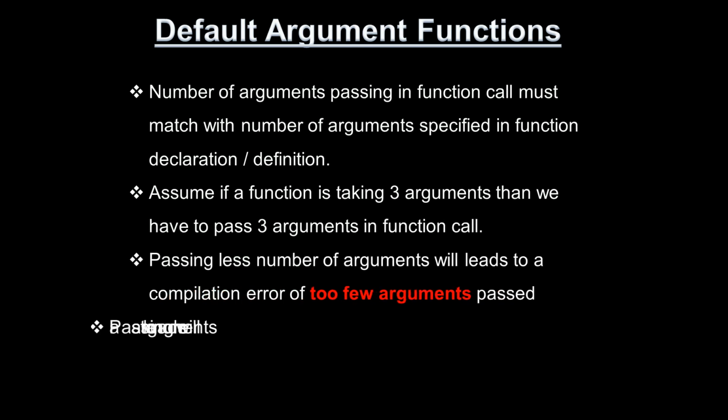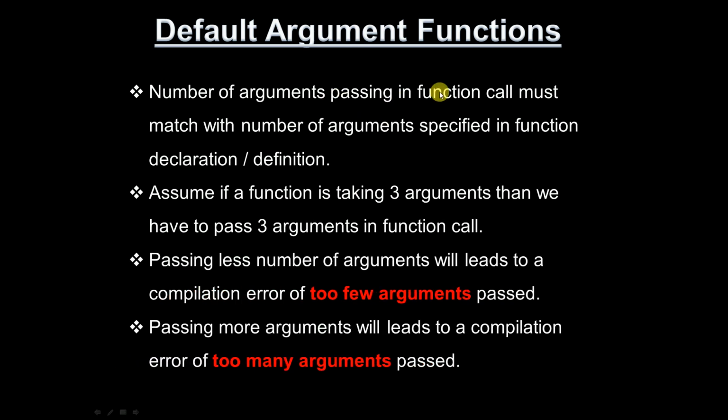We discussed that the number of arguments passed in a function call must match the number of arguments specified in the function declaration or definition. If a function is taking three arguments, then we have to pass three arguments in the function call. If it is taking two arguments, you have to pass two. If it is taking one argument, you pass one. If the function is not taking any arguments, then don't pass any arguments. This is the condition we saw in the last session.